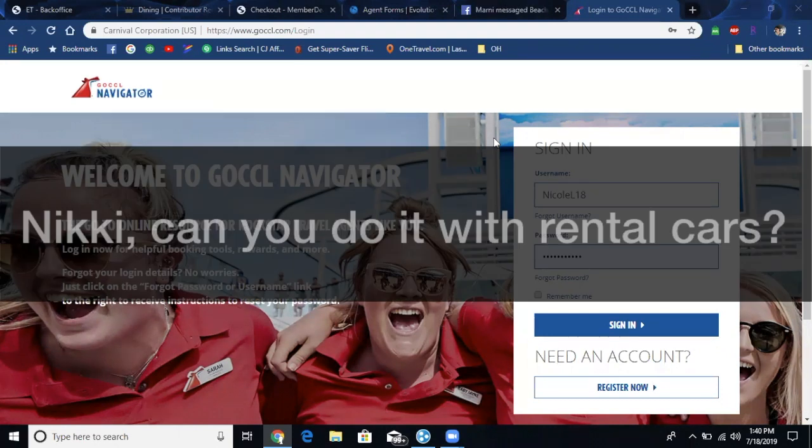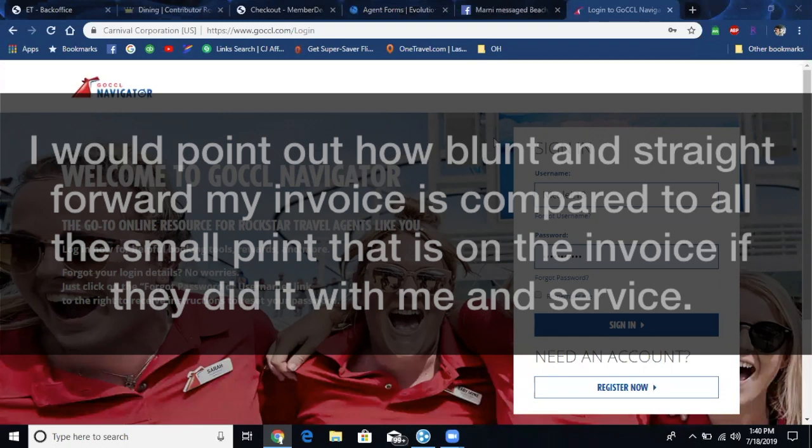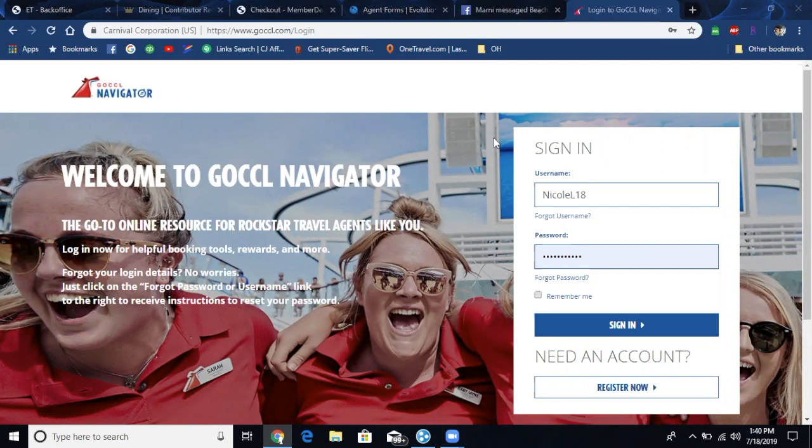Rental cars is the same exact way. I would point out how blunt and straightforward my invoice is compared to all the small print that's on the other invoice. She's blunt, straight to the point, just like me. Hold your posture and just let them know this is how it is.